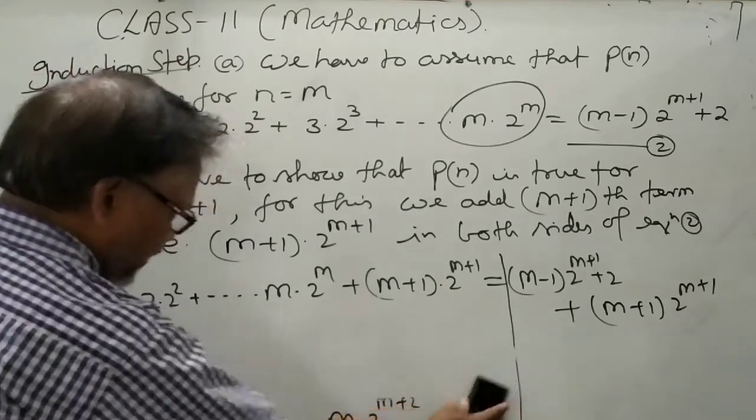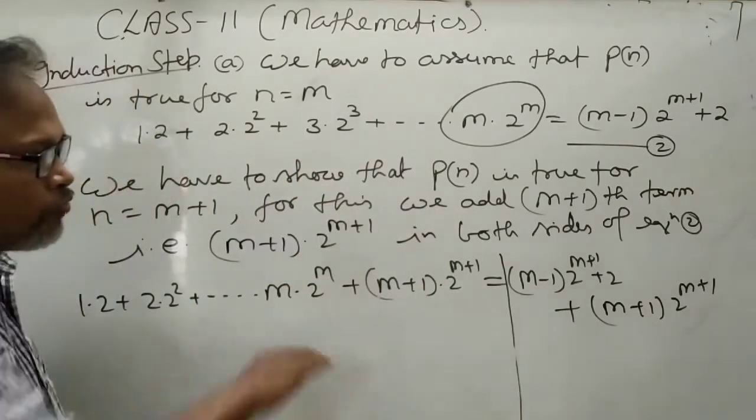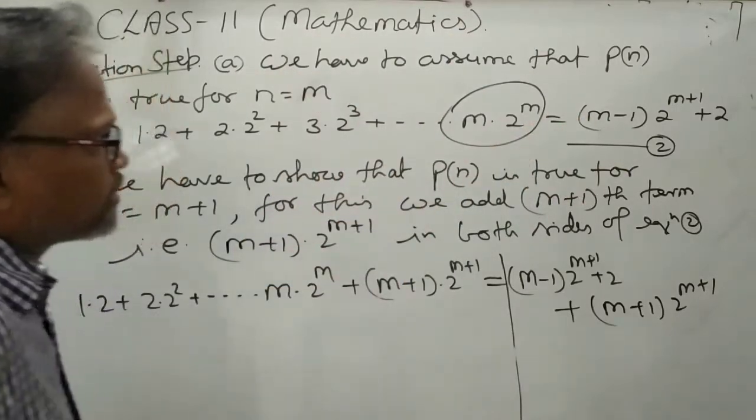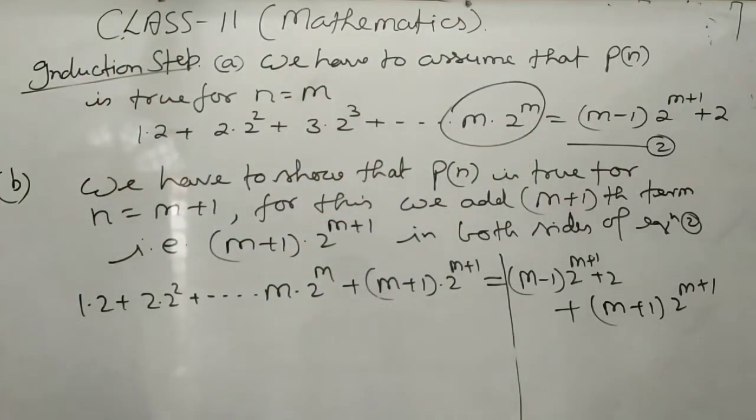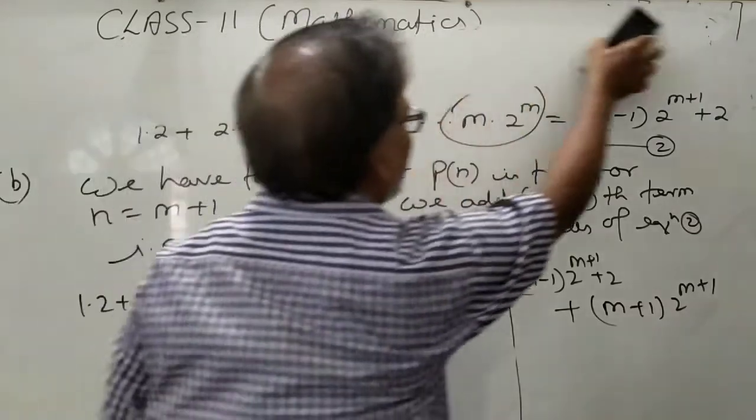So first of all we will write this separately, and then simplify. You can write it separately and then simplify the right hand side only.